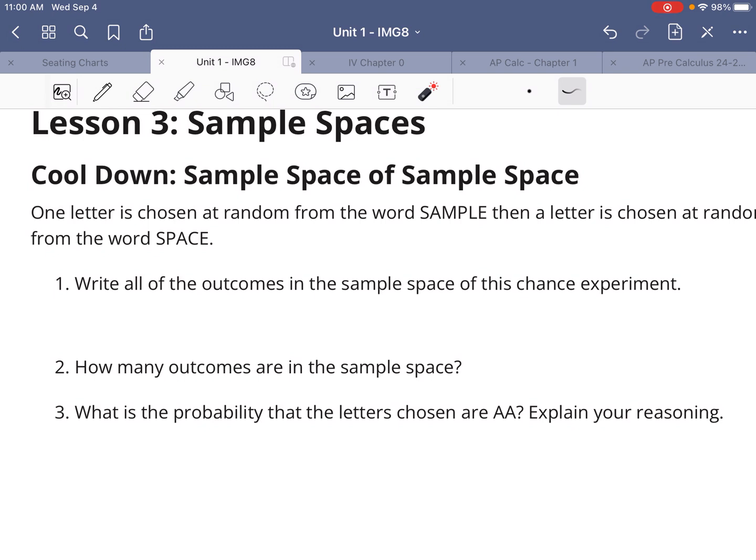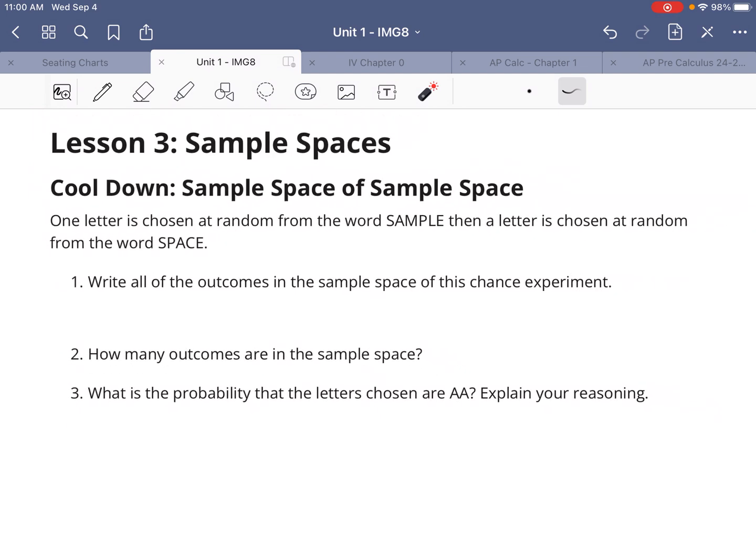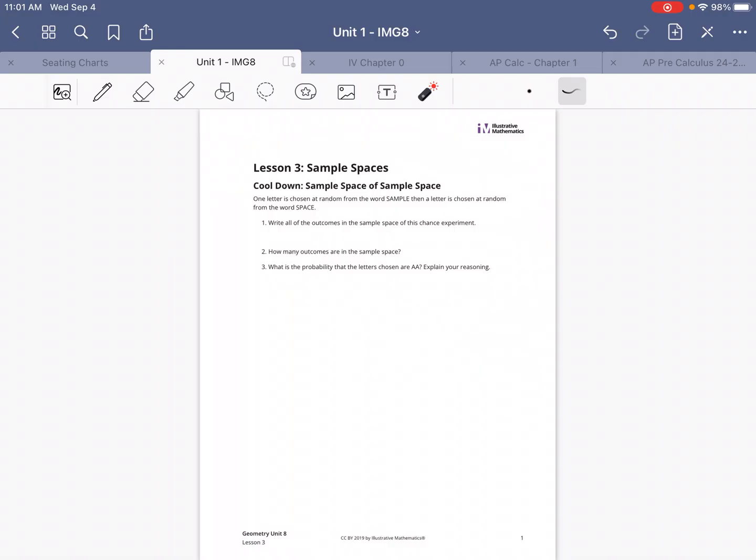If the chart idea makes sense to you, go for it. Otherwise, draw a tree diagram of your sample space and then see if you can figure out the probability that the letters you chose are A and A. How many possible outcomes in your sample space are an A and an A, divided by how many possible outcomes are there total? If you have any questions, let me know.